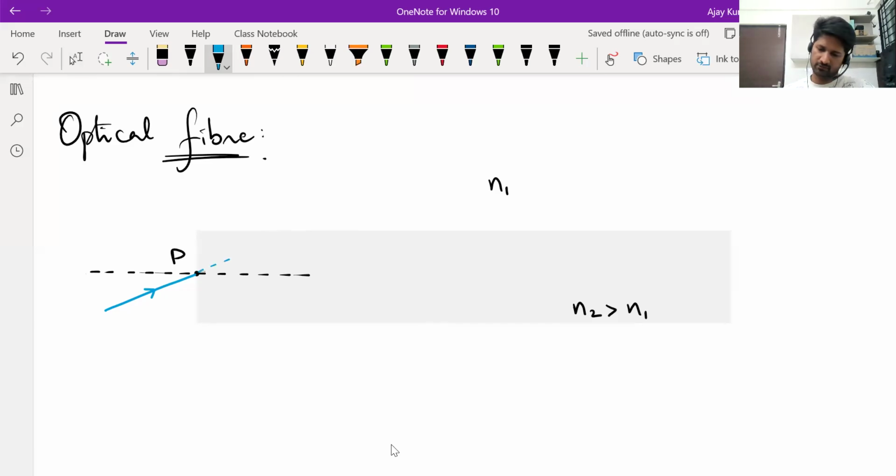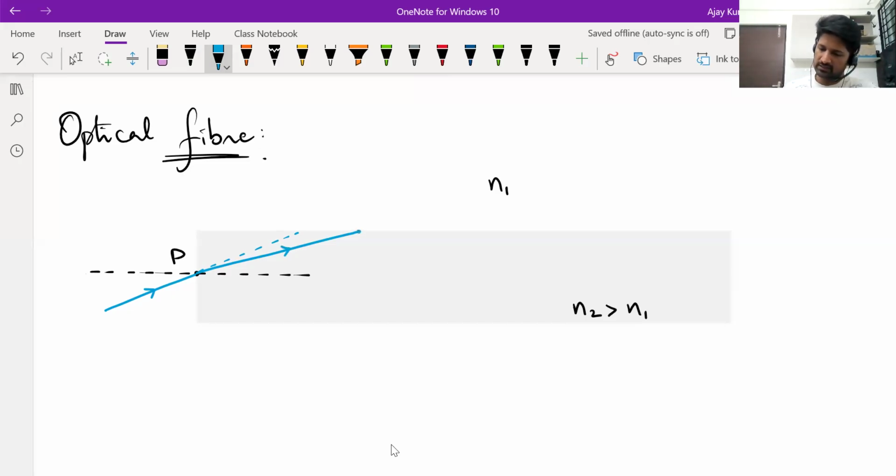The original direction of propagation of light was this. So towards the normal. Rarer to denser, it has to bend towards the normal. Assume this ray bends towards the normal and passes like this. As long as it's in the same medium, it will travel straight.